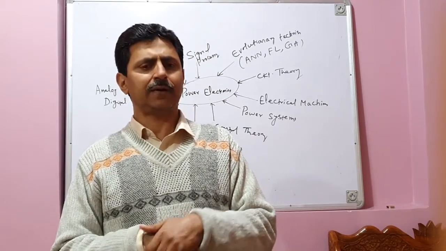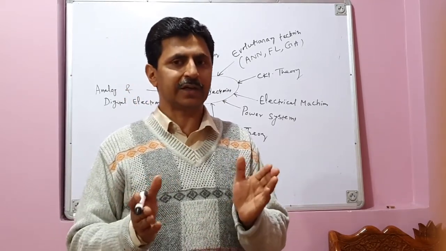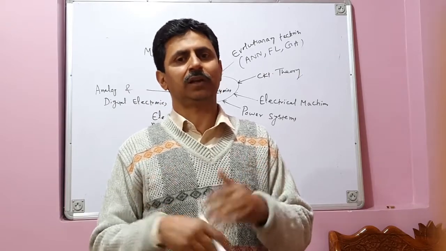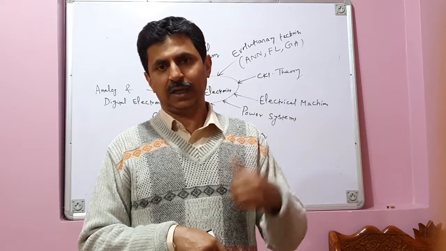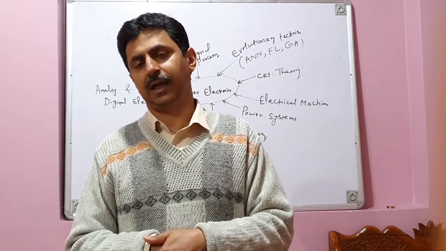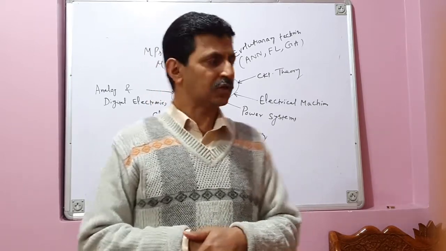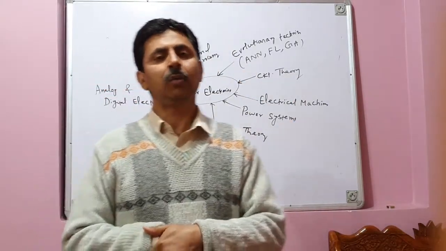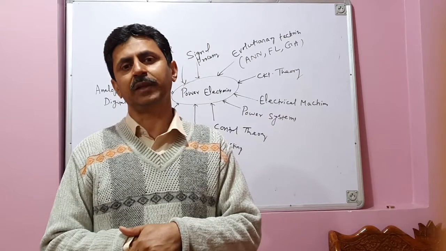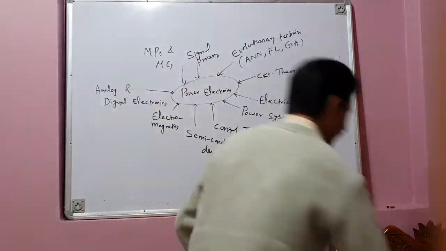So if you want to really become a good power electronics professional, then you must have some knowledge about ANN, fuzzy logic, and genetic algorithm, etc. So therefore, this diagram and this discussion clearly shows that power electronics is an interdisciplinary course, right?